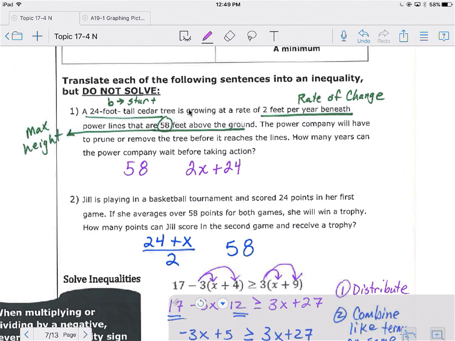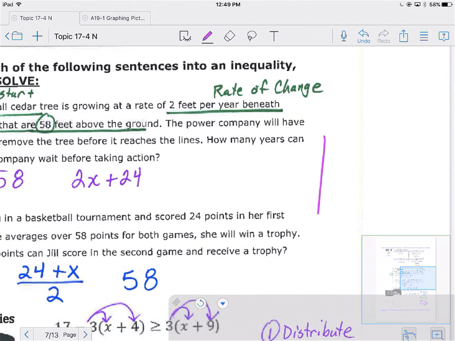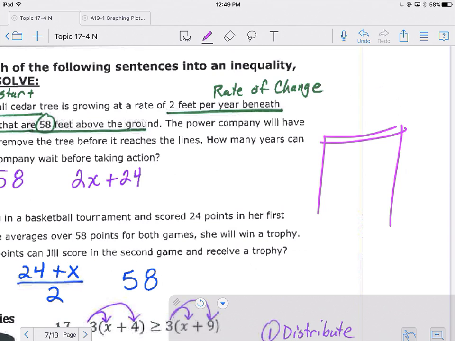In example 1, they tell us a 24-foot tall cedar tree is growing at a rate of 2 feet per year beneath some power lines that are 58 feet above the ground. The power company will have to prune or remove the tree before it reaches the lines. How many years can the power company wait before they take action? So we have some power lines here, and we have a little tree. Sorry, not an art teacher.